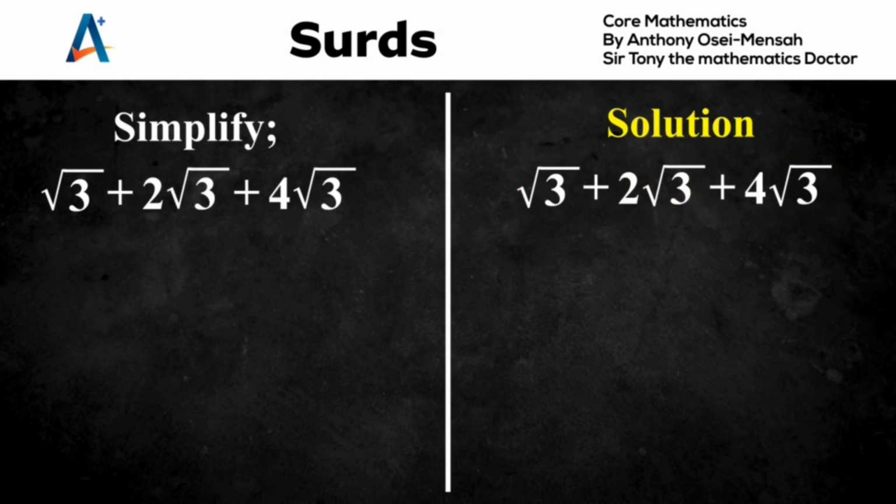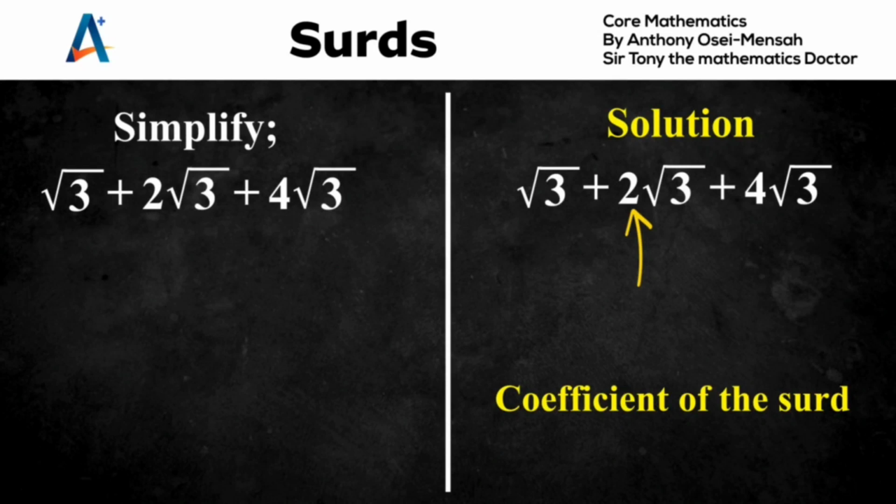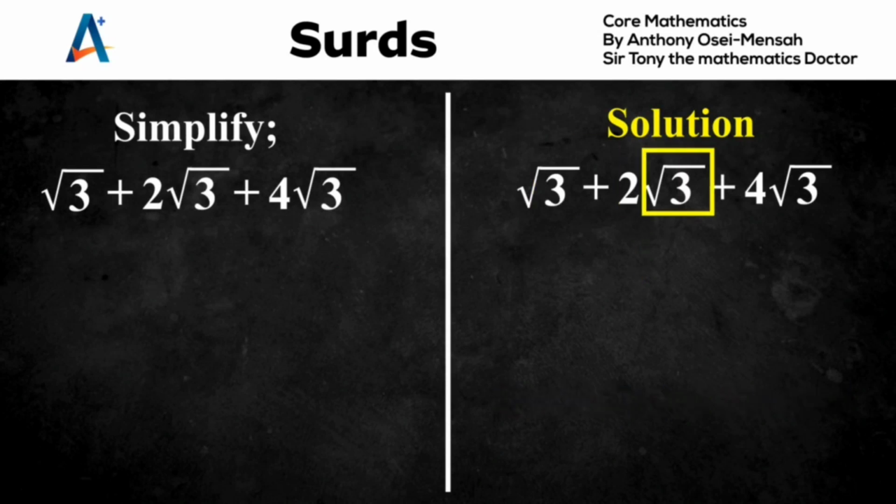I want you to study this. You realize that there is a number in front of the square root of 3. That number is called the coefficient of the surd. That means that this number is multiplying the square root of 3 to make it 2 root 3. It shows how many of the root 3 we have. That means we have 2 of the root 3 here. Here we have 4 of the root 3. And then you realize that root 3 has no coefficient, meaning it has a coefficient of 1, which is not written. So there is only one or a single root 3.